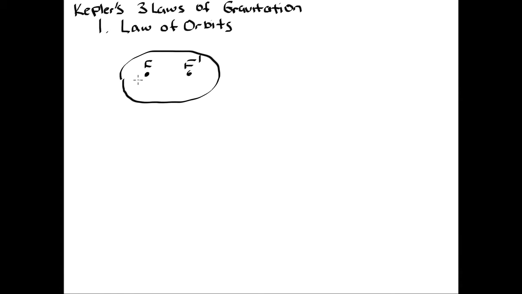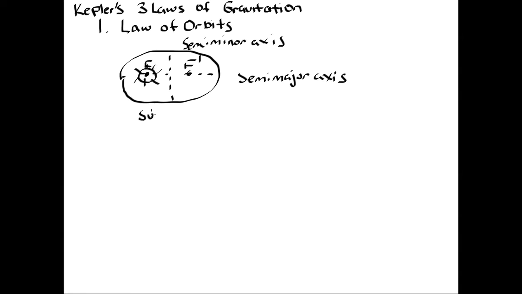Basically, properties of an ellipse. They have two foci, one is at F and the other we'll call F prime. And the line going through the longer end of the ellipse is the semi-major axis, and the axis going through the shorter end is the semi-minor axis. And according to the law, at one focus lies the sun. So basically, your planet is orbiting around the sun in an elliptical orbit, and the sun lies at one focus.